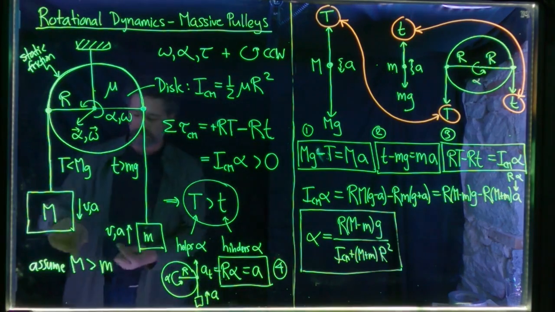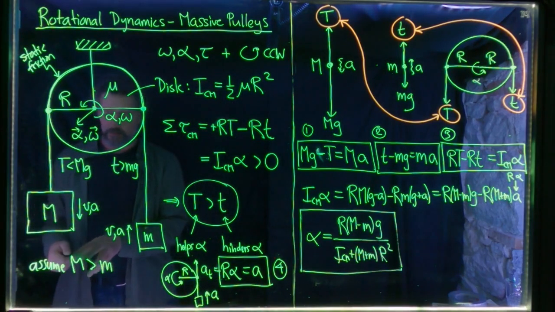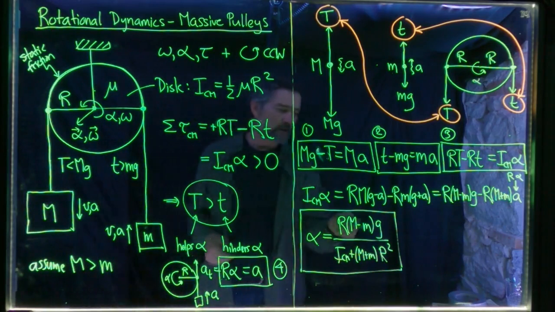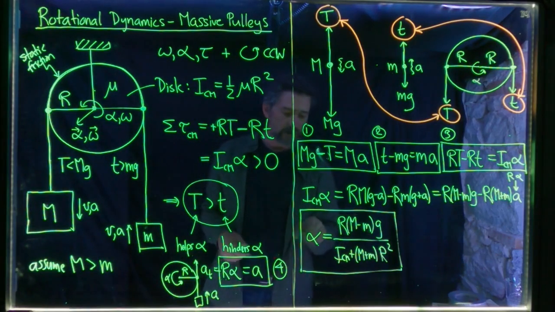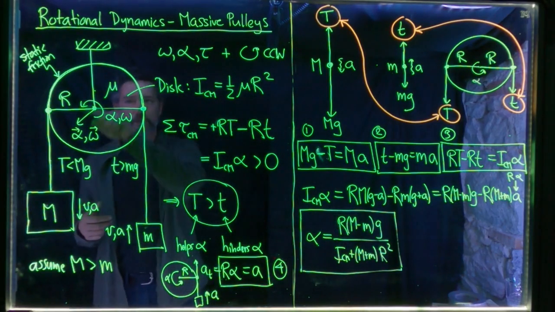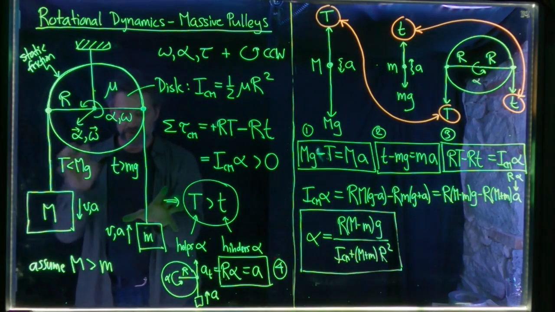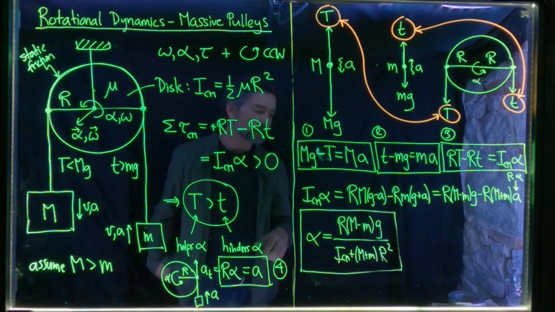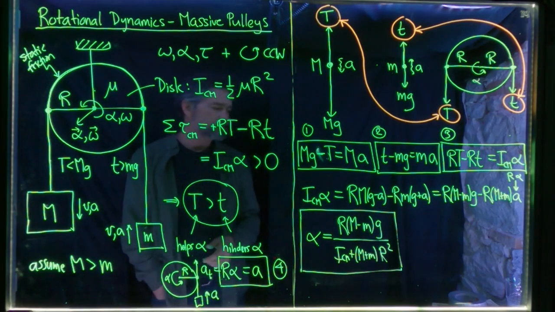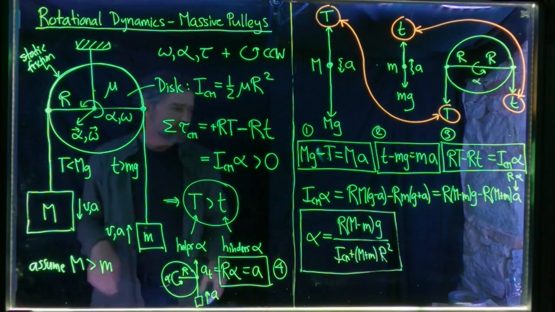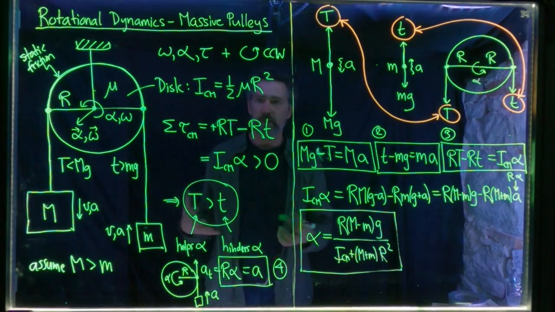But if we flip this around and suppose that big M is less than little m, then the numerator is negative, and the angular acceleration is negative, or clockwise. When this guy's more massive than this guy, the acceleration goes like that, clockwise or negative angular acceleration. So that makes sense. But actually, there's a really interesting way to think about this.